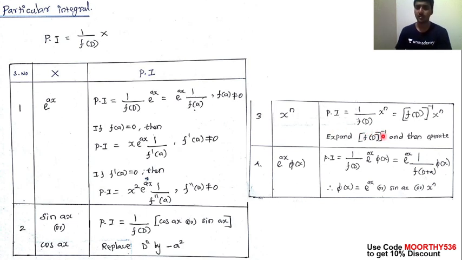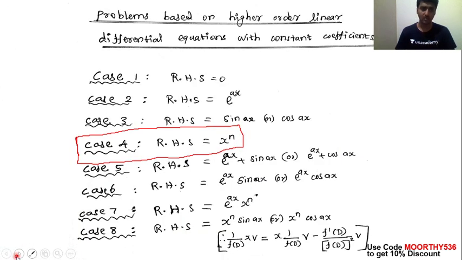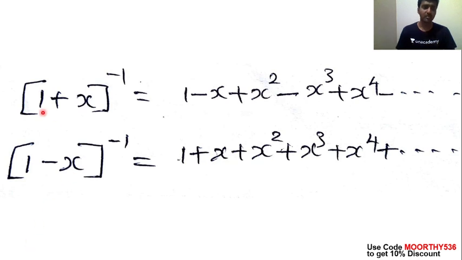What is meant by f of D power minus 1? The denominator f of D, we have to convert into the binomial format. The denominator function depends upon the variable D, so we should convert the equation into binomial format. Here the binomial expansion format is 1 plus x or 1 minus x.